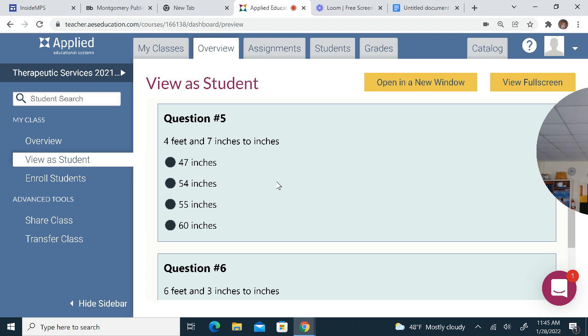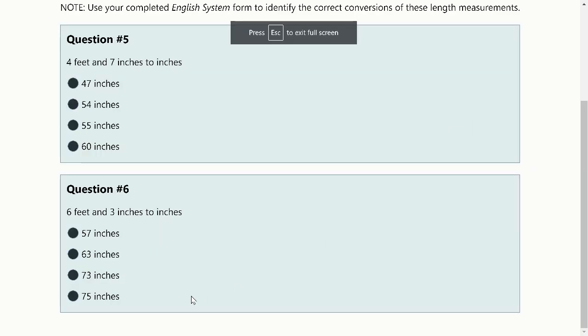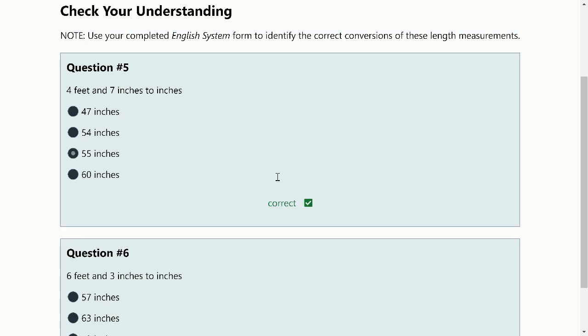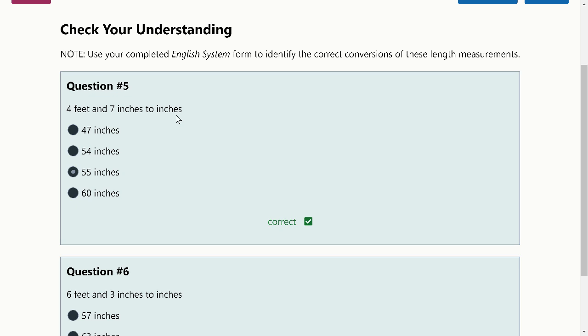Alright, 4 feet and 7 inches to inches. Now, this one might be tricky. So what are we gonna do? It's like you're going backwards, because you're going from feet and inches to inches. Remember, we were going from inches to feet and inches. Okay, can you do that one? Yes.